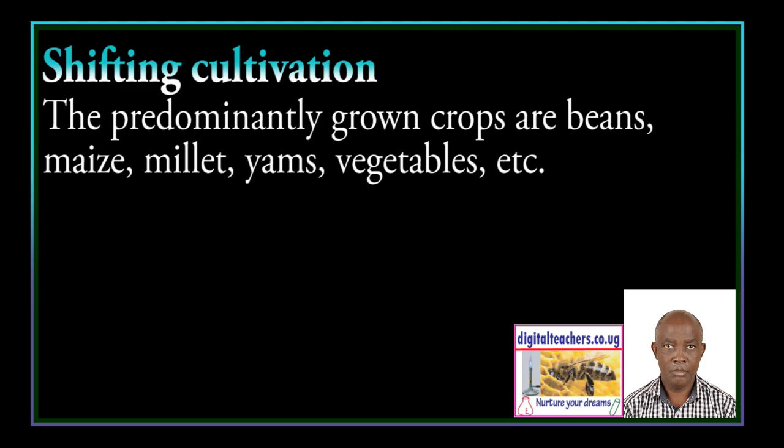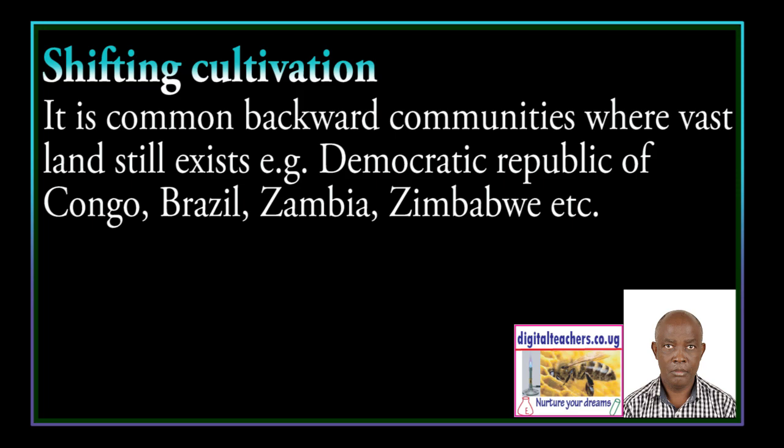The predominantly grown crops are beans, maize, millet, yam, vegetable, and so on. It is common in backward communities where vast land still exists. For example, Democratic Republic of Congo, Brazil, Zambia, Zimbabwe, and so on.